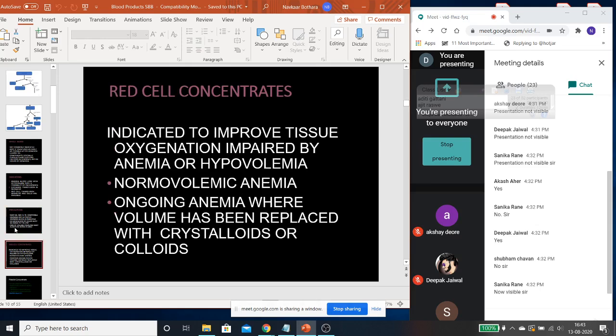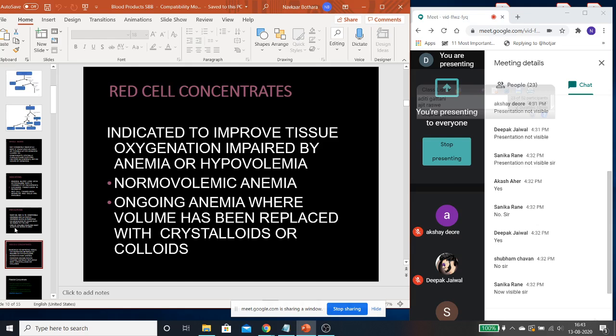Then the second important one is red cell concentrate. We have seen it is also made. It is indicated to improve tissue oxygenation that is impaired by anemia or hypovolemia. And in normovolemic anemia it is important. Blood volume is normal, but cells are less, so we can give only the concentrate.